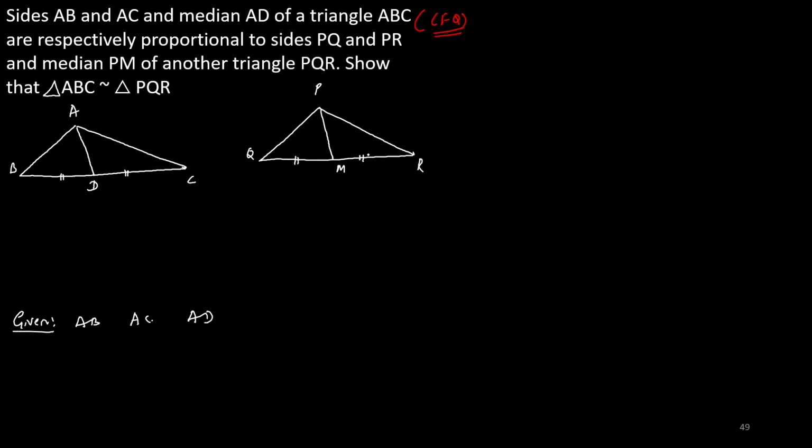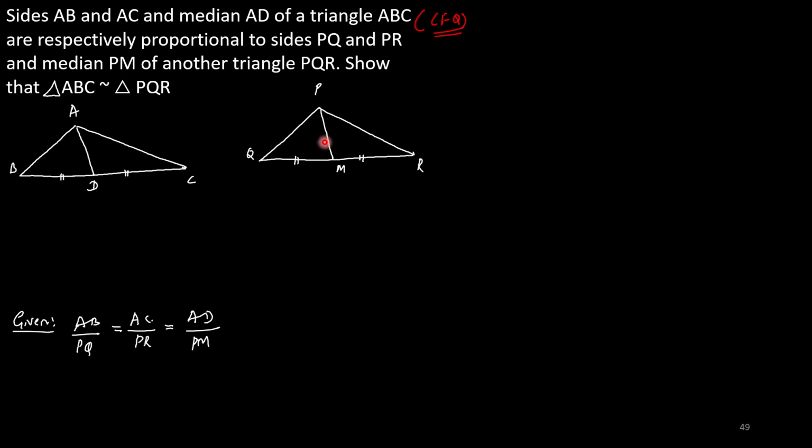It is clearly given to you that sides AB, AC and AD of triangle ABC are respectively proportional to the sides PQ, PR and the median PM. AB is proportional to PQ, AC is proportional to PR, and AD is proportional to PM. Which means this side is proportional to this side, this side is proportional to this side, and this median is proportional to this one.